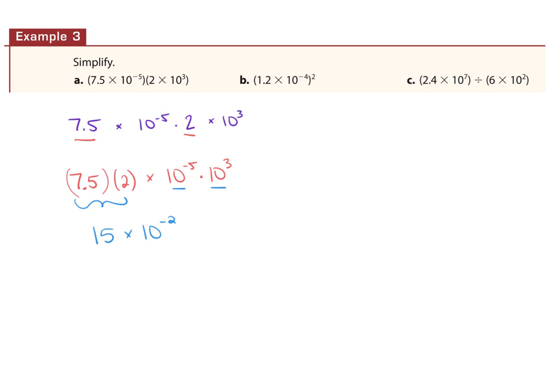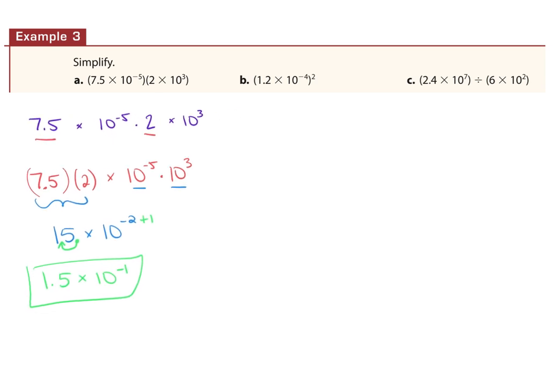All right? Is this, however, in scientific notation? It is not in scientific notation. Why not? That guy's too big, right? So where's my decimal? It's right here. Where does it need to be? Right there. All right? So I add one place to the exponent because I moved it one place. So now I have 1.5 times 10 to the negative 1. Negative 2 plus 1 is negative 1. That is my answer. Okay? So it may look a little intimidating, but it's not too bad.